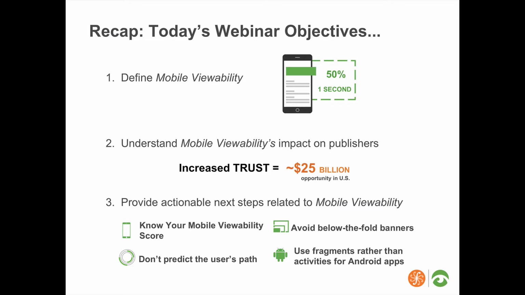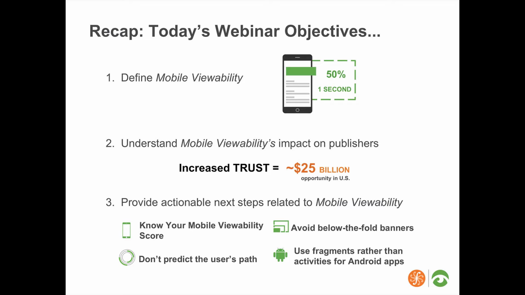So let's recap the objectives that we set out to accomplish during the webinar today. At the beginning of the session, we had stated three objectives. The first being define mobile viewability. So we should now know that a mobile impression is quote-unquote viewable when 50% of the ad is on screen for at least 1 second. This is true in both mobile web and application contexts.